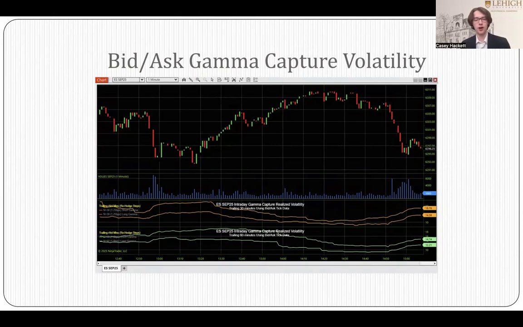This was a proof of concept, just getting gamma capture into NinjaTrader, which is what you're looking at right now. And you can see we've computed the realized volatility using bid-ask tick data with a 60-minute look-back period. This is useful and nice to know, but maybe not the best indicator, but it's a great foot in the door.